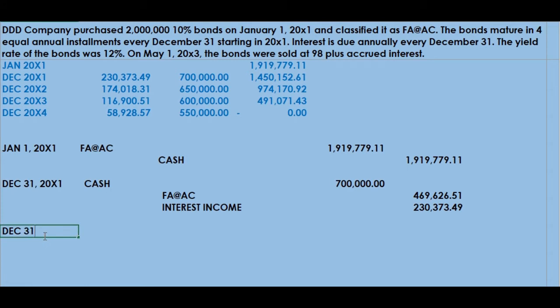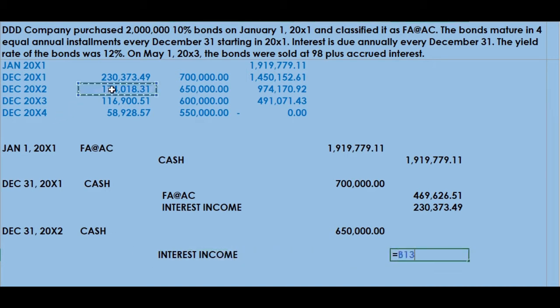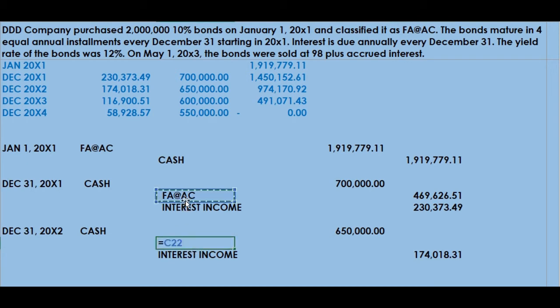Punta tayo ng December 31, 20x2. Gawin ulit. Tanggap tayo ng cash. Yung cash na matatanggap natin will be based on this cash flow here. Tapos, interest income tayo. Yung interest income natin will be based on the interest na na-compute doon. And we're going to credit again financial asset at amortized cost. And the amortization will be based on this amount. Yung difference ng dalawang to. So that's going to be ito minus yan. Okay.